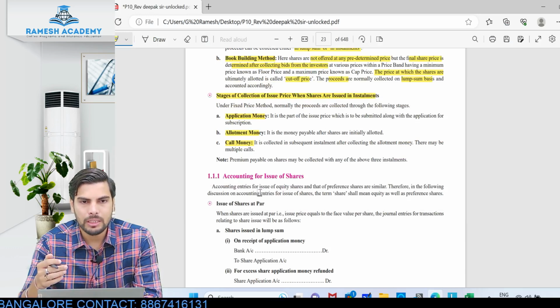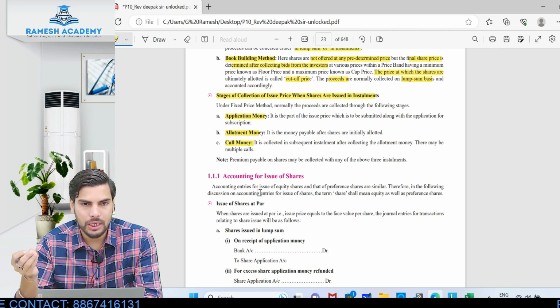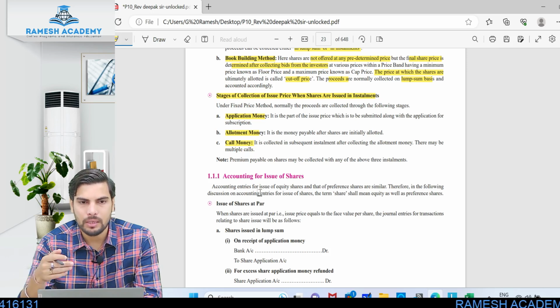Along with these basic entries, a few more add-ons will be there. What in case the shares are issued at a premium? What in case there was over subscription of the shares? What in case there was under subscription of the shares? What in case we need to refund the excess application money? All these things we'll be discussing going forward.